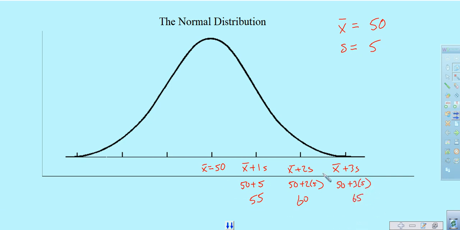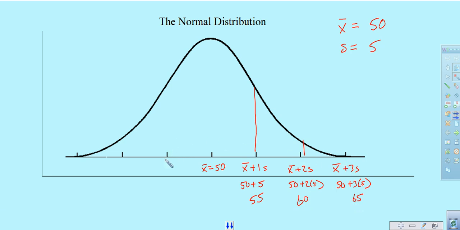That gives us these fixed values. These are like landmarks to me. If I'm 1 standard deviation above, I'm a 55. If I'm 2 standard deviations above, I'm a 60. And if I'm 3 standard deviations, I'm a 65.